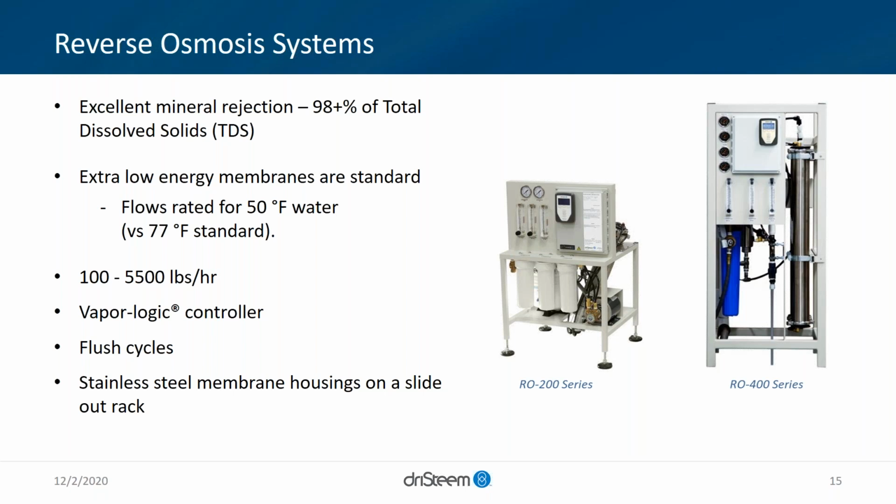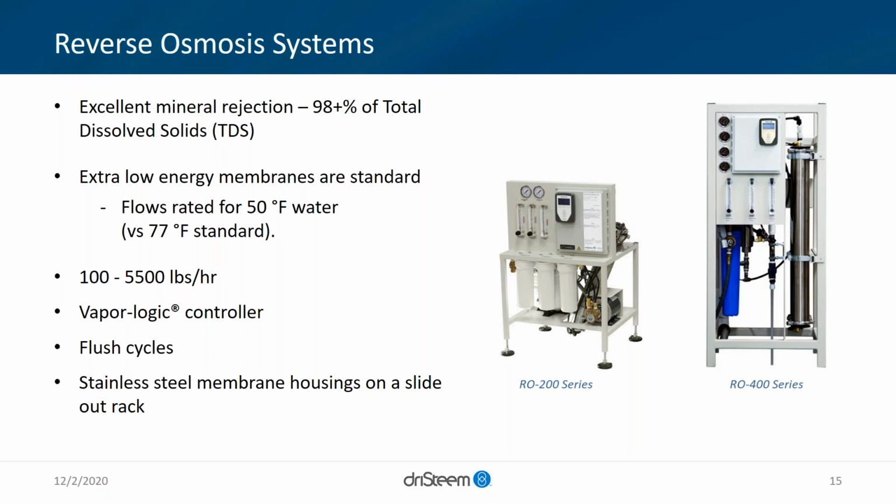Extra low energy membranes. One of the things that we found valuable is let's not heat the water, as we could be using this in places that don't necessarily want to heat the water from an energy perspective, or don't want to get the temperature up into a more risky range from a bacteria perspective. So really we can handle this, and we can get a better quality water by using 50-degree water. Something to definitely notice. Capacity ranges from 100 pounds per hour to 5,500, which equates to about 11 gallons per minute.